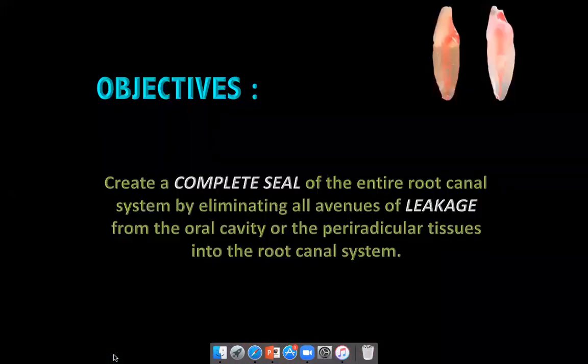Now, what is the basic objective? The objective of a root canal obturation is a perfect seal, a complete seal, so that there is no leakage from the coronal aspect from the oral cavity, and there is no leakage in the apical areas through the periapical tissues.